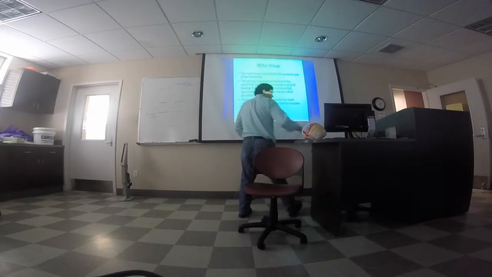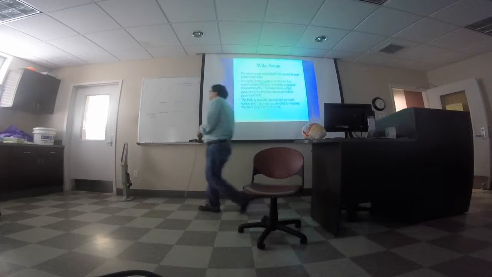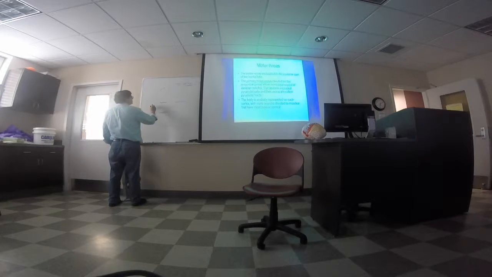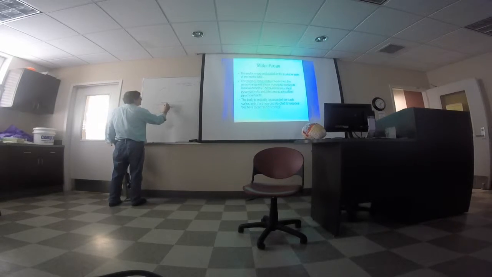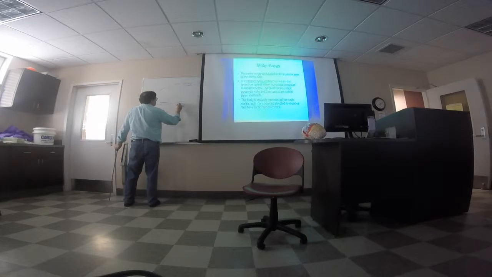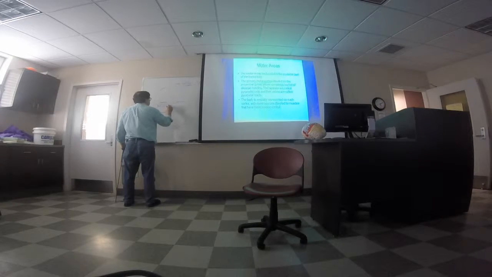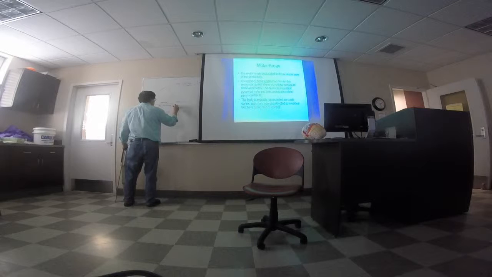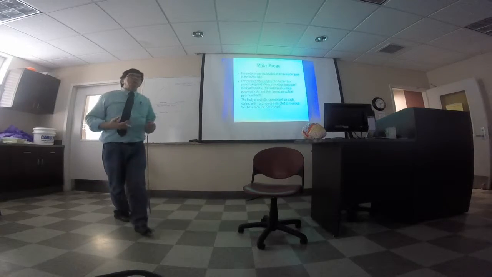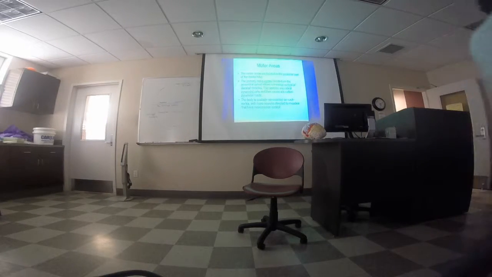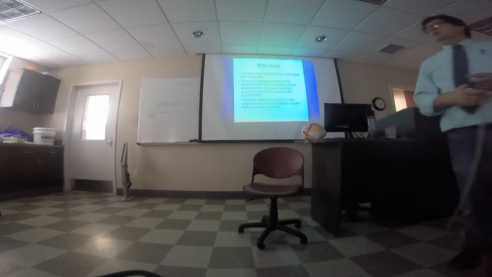Now, this gyrus along the posterior aspect of the frontal lobe, sitting right in front of the central sulcus, in other words, this one right here on either side, we're going to call the precentral gyrus. So you have a right precentral gyrus and a left precentral gyrus. And that precentral gyrus is part of the frontal lobe. It sits along the posterior-most aspect.